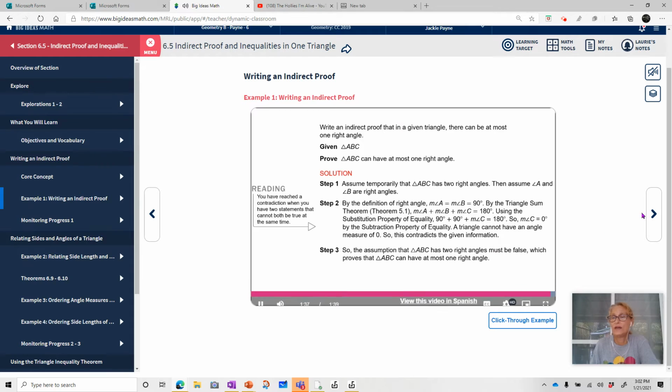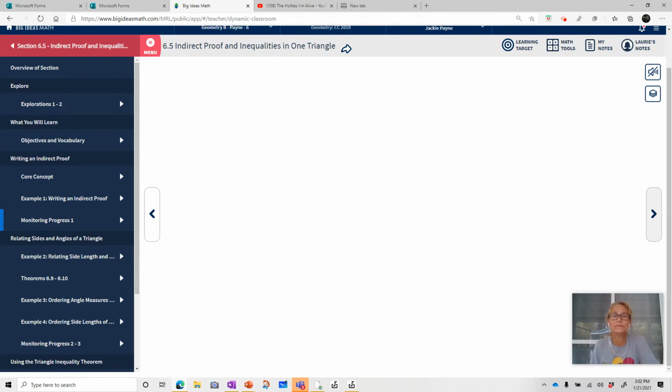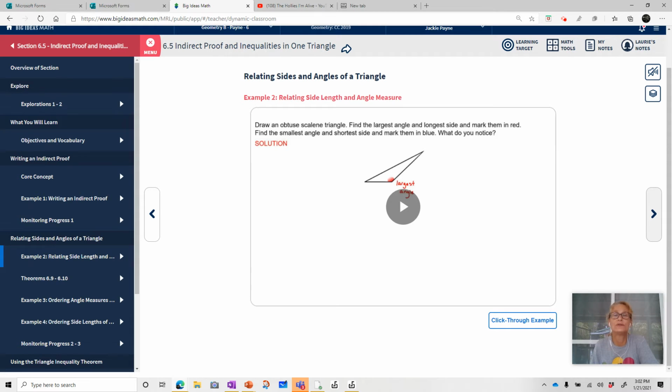So hopefully you can see how that works. Keep going. We're going to write some of them together in our notes. Here's another one. And this idea is the second idea in 6.5. We're going to relate side length and angle measure.